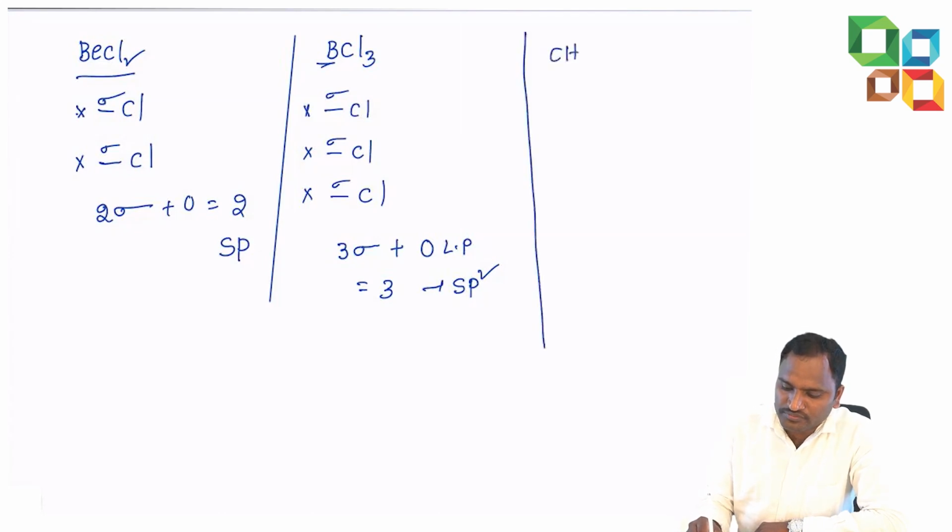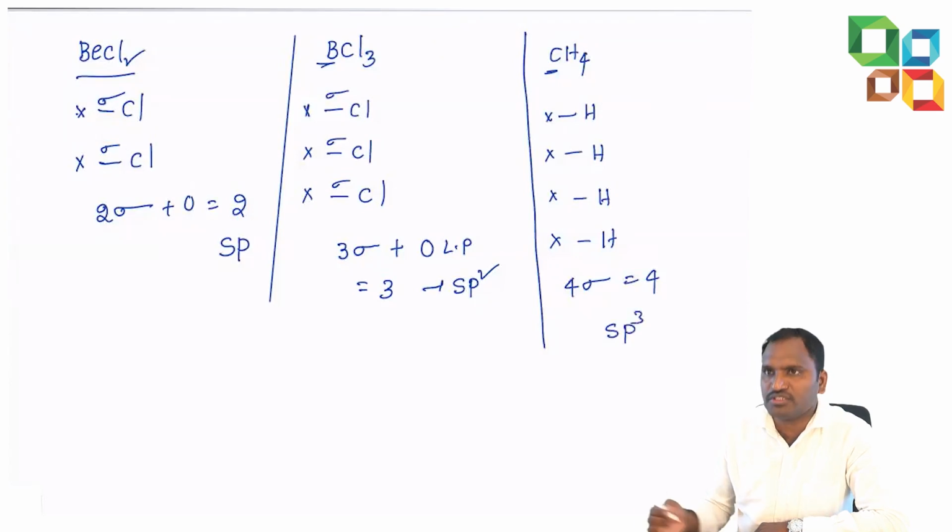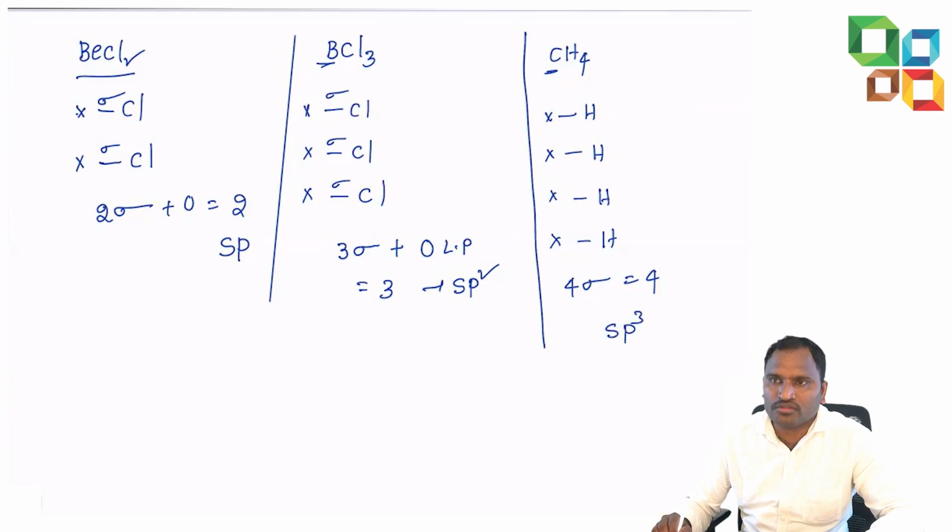CH4 also we did. Carbon has 4 valence electrons, you take 4. Each hydrogen can form one bond with one electron. Total, how many sigma bonds, students? 4 sigma bonds. If the number of sigma bonds is 4, what is the hybridization? sp3. So far, all that we did, we could do within 3-4 minutes only.